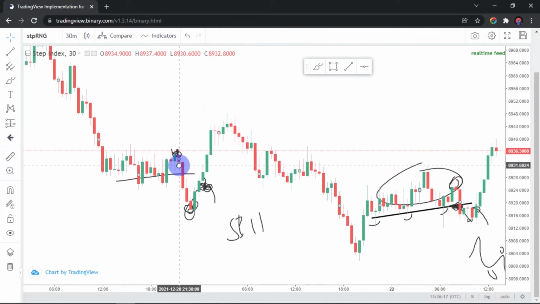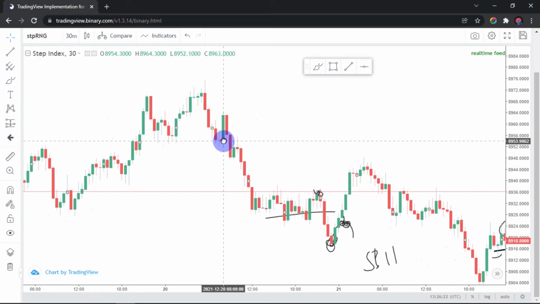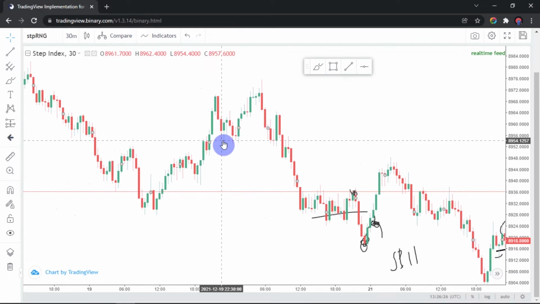So I just want you to keep that in mind. Whenever you take a trade, or whenever you do something, don't take a decision or enter before it is clearly confirmed.